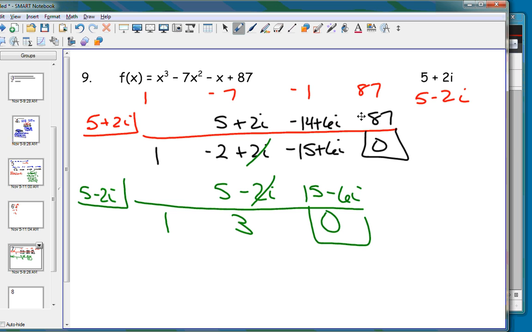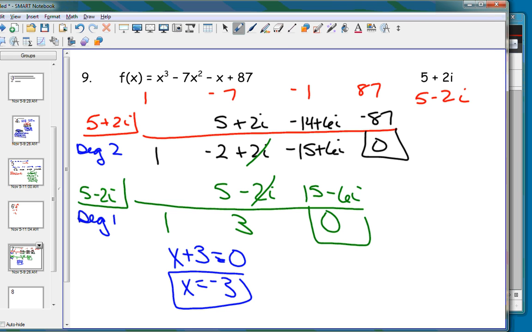Now you tell me, what degrees are these? Well, when I did synthetic division the first time, I was degree 3, so I did it one time, it gave me degree 2. Now I did synthetic division again, it drops it down to degree 1. Now what's my final root algebraically? Well, this polynomial is going to be x plus 3 equal to 0. So can I find my last root? What is it? x equals negative 3. So that's going to be my last root.